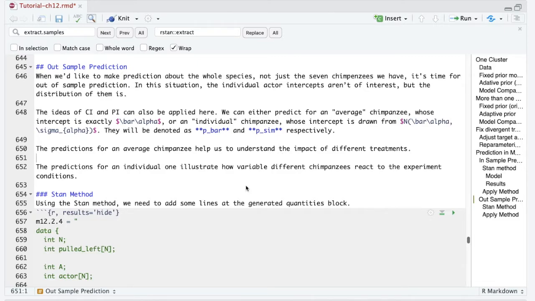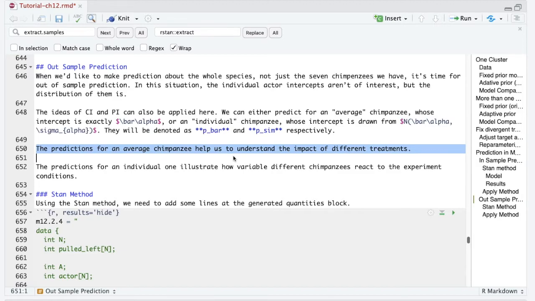There are two ways to define an average chimpanzee. We borrow the ideas from confidence interval and prediction interval. The confidence interval way of defining an average chimpanzee is to just use the alpha bar value. The prediction interval way is to draw some samples from the normal distribution of alpha bar and sigma alpha. The CI way of making predictions has less variation.